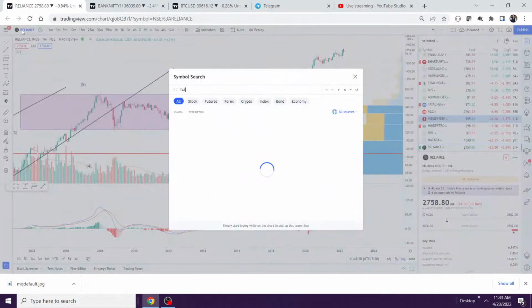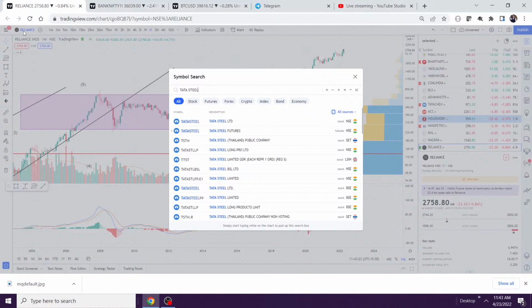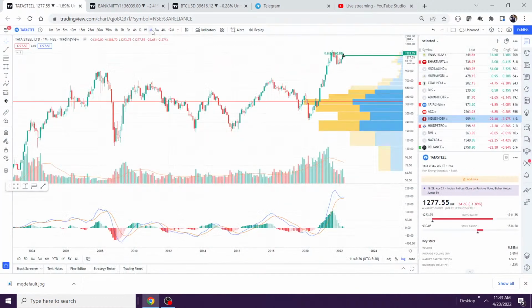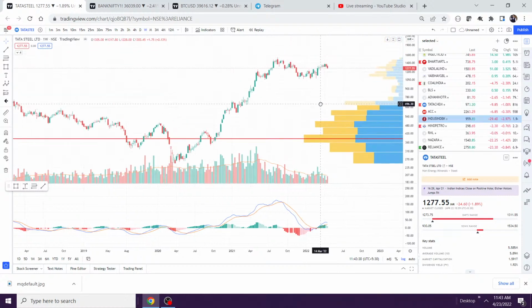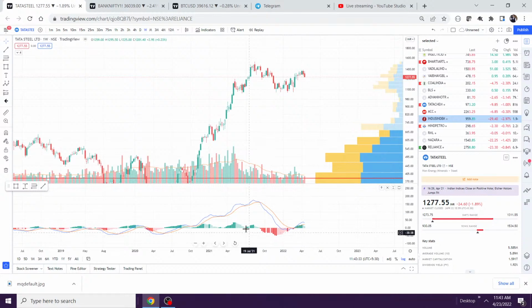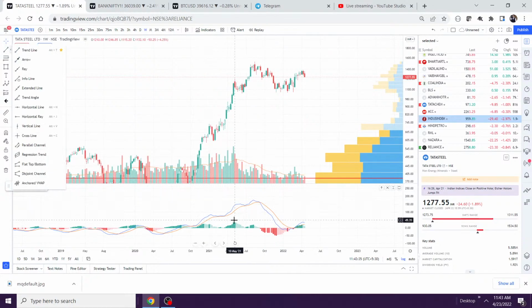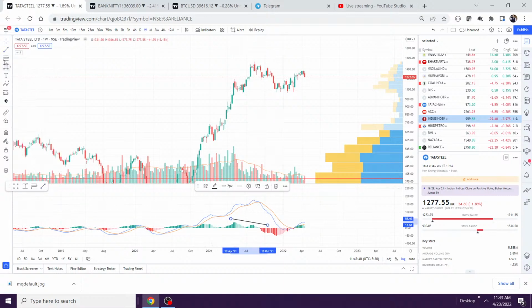Let me show you Tata Steel also. So many people ask whether it is a time to invest in Tata Steel. Same question, same answer. See, there is a divergence here on the weekly chart. There's a divergence. So this will be the third, this will be the fifth wave. After the fifth wave, we will get an ABC correction. So this is A, this is B, and probably now we will get C.